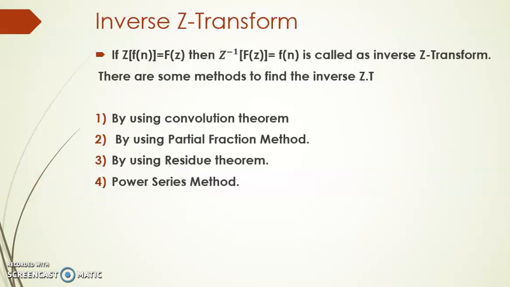Now inverse Z transform. If Z transform of f(n) equals f(z), then shifting this Z operator to the RHS, it becomes Z inverse of f(z), which is equal to f(n). It is called the inverse Z transform. There are some methods to find inverse Z transform: convolution theorem, partial fraction method, residue theorem, and power series method.